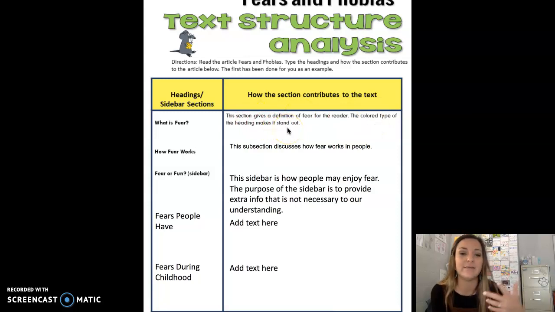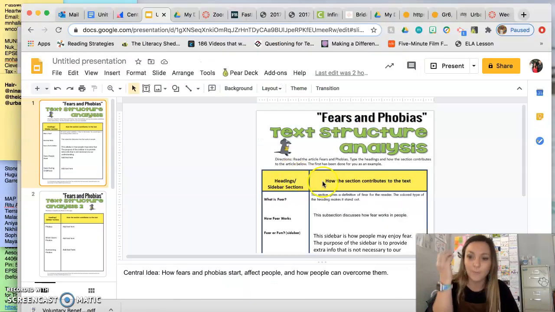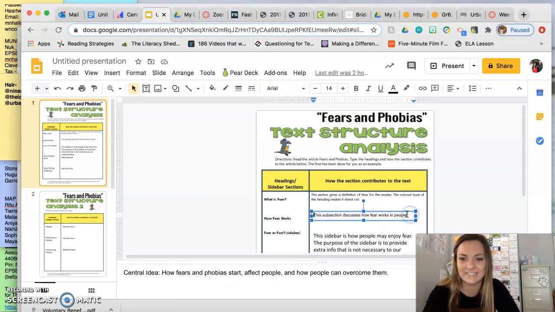Okay, so I have to do the same thing for each of my subsections. I read the subtitle, I reread the first topic sentences, and I think, how does that subsection help me understand the central idea a little bit better? And so for fear works, we do the same thing. This subsection discusses how fear works in people. But we add more to that. We can then say it contributes more into why fears affect people.